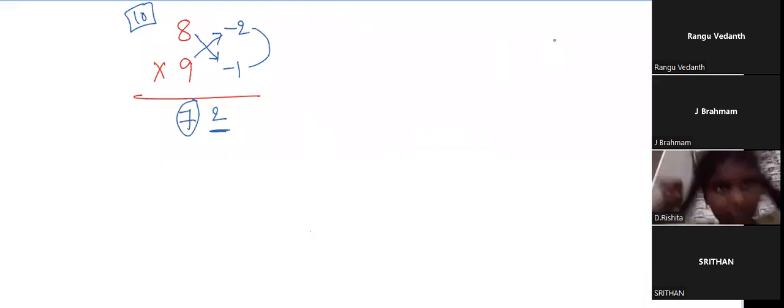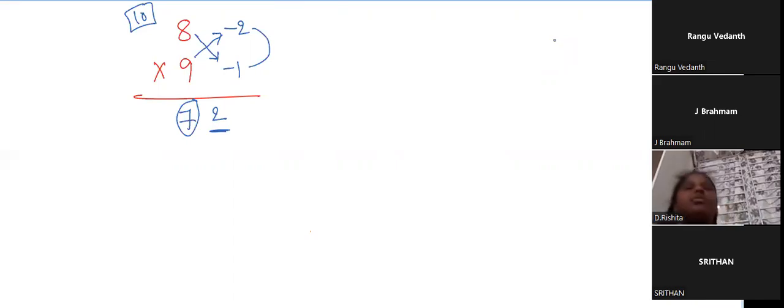Okay. Yeah, Vedanta. Whenever you want to apply this base method, both the numbers should be nearest to the base. Nearest to a common base, not a different base. Common base. Both the numbers should be nearest to a common base.